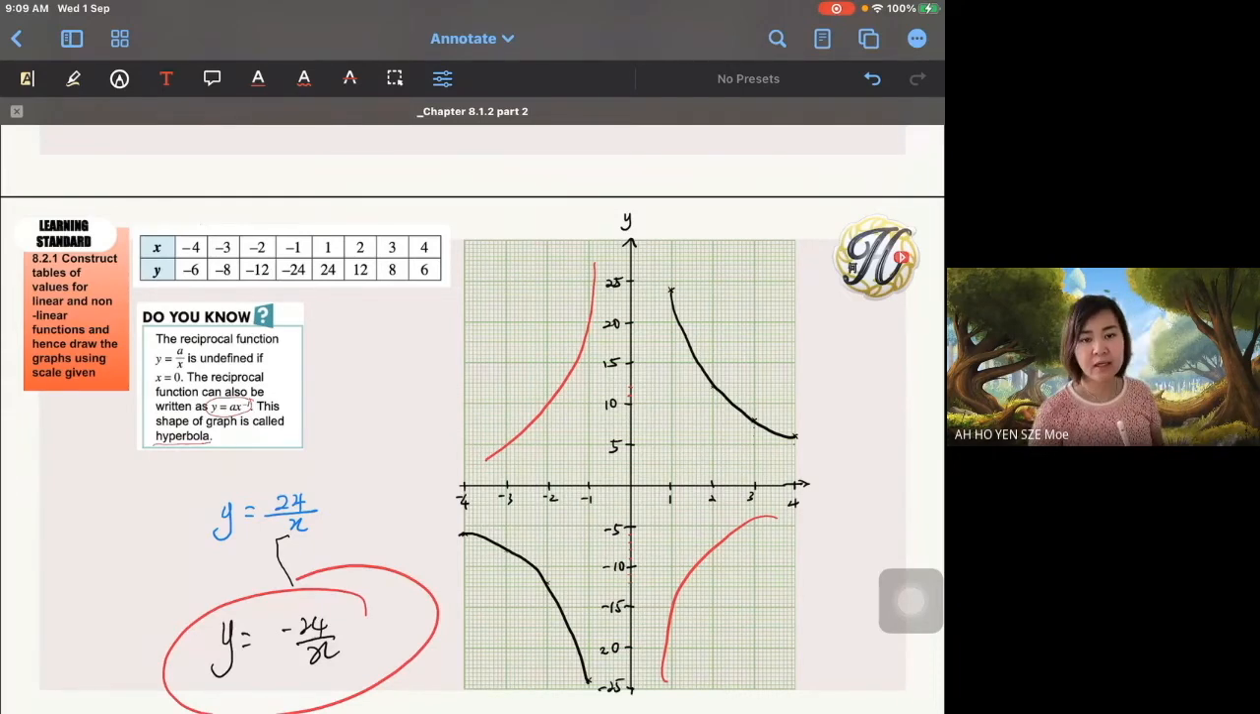The last one, number 4, a graph like this one. What's the name of this type of graph? Reciprocal. Okay, so this is reciprocal, also called hyperbola. Parabola is the U and N shape. S, that one is cubic. For this one, reciprocal, we call it hyperbola.